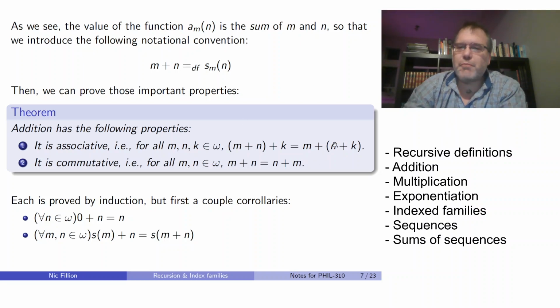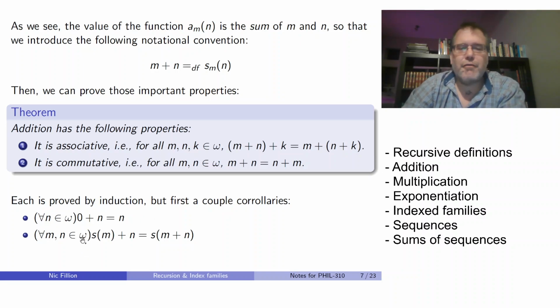Now, the first proof by induction is fairly easy, and the detailed proof is given in the notes. But the second one is a little bit trickier, and it's a good idea to start by proving two theorems that are going to help us in proving that it is commutative, okay? So the first one is just to say for any number n, 0 plus n equals n. Easy. We're going to prove it, right?